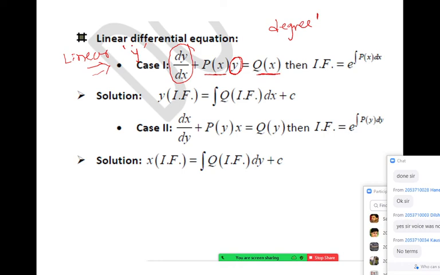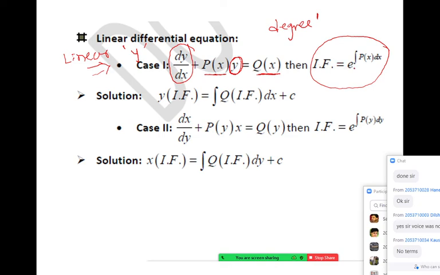Then the equation is solved this way. First we calculate some factor. By multiplication of that factor, the equation becomes exact and we get a solution, and that factor is known as the integrating factor. We denote it by IF.